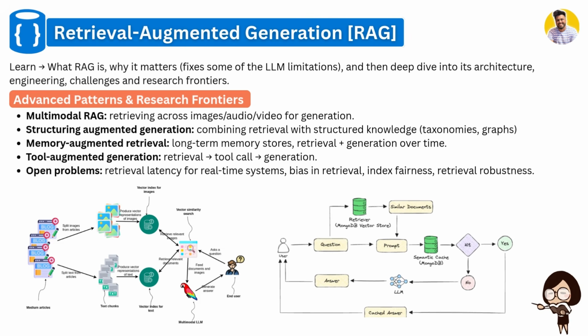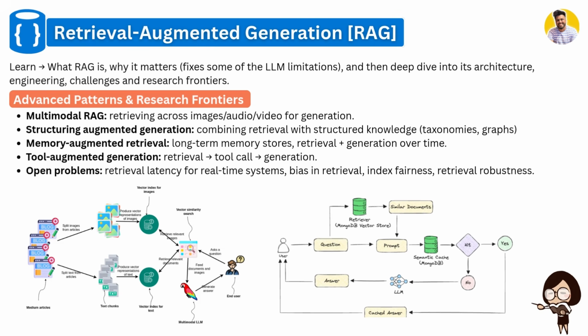Learn about memory augmented retrieval, by using long-term memory stores or small caching services as well. Learn about tool augmented generation by using the retrieval, because whenever a tool is called, it can easily fetch the data from the vector DB and pass it to the generation as well.